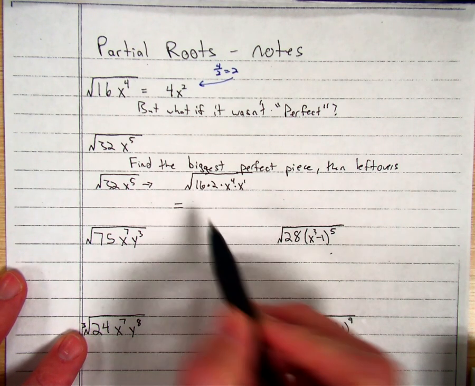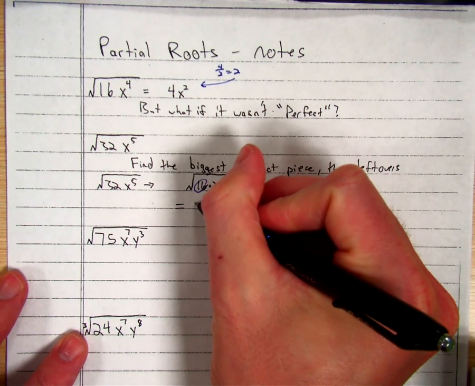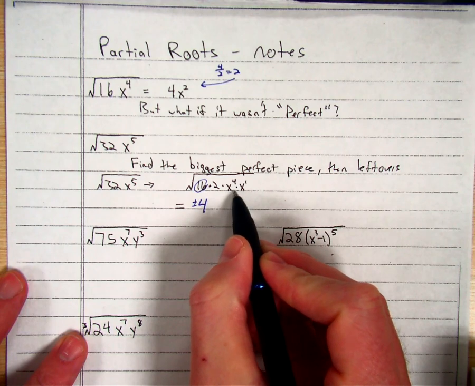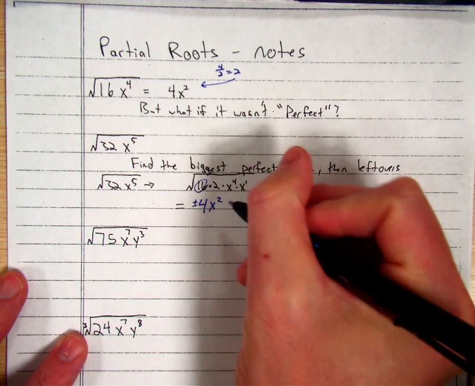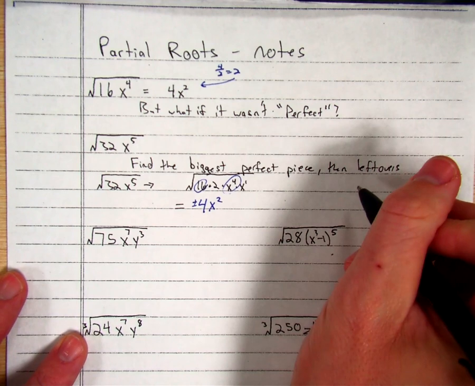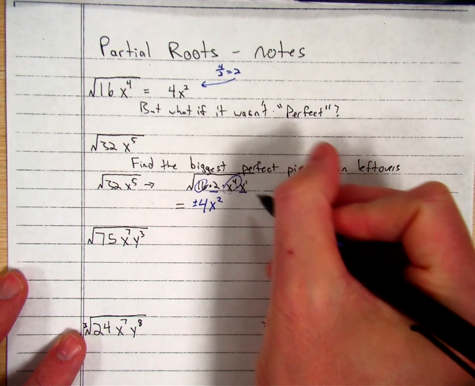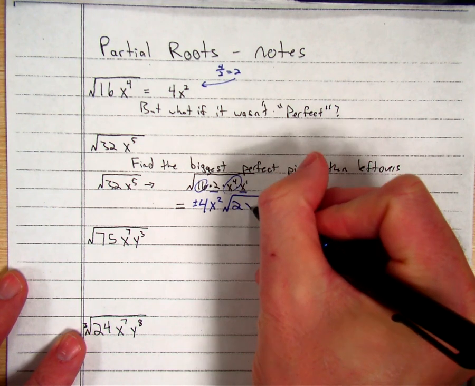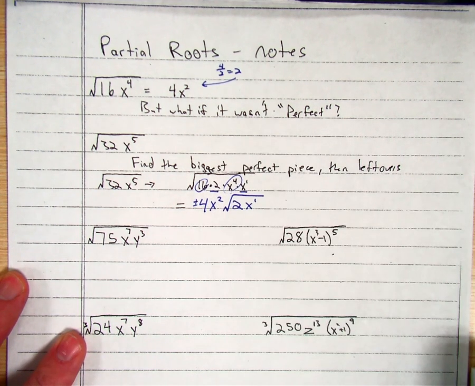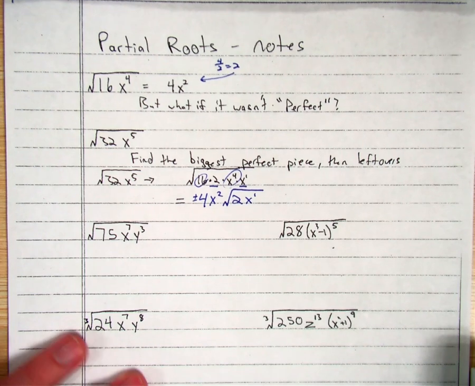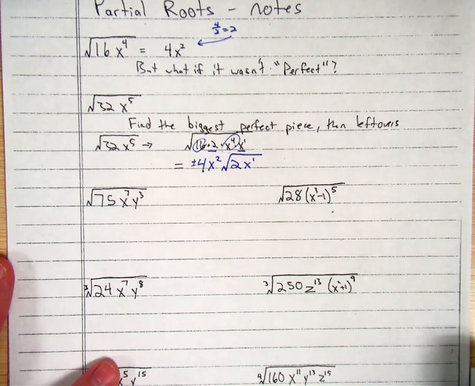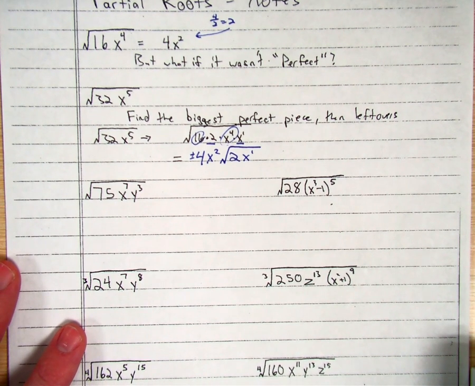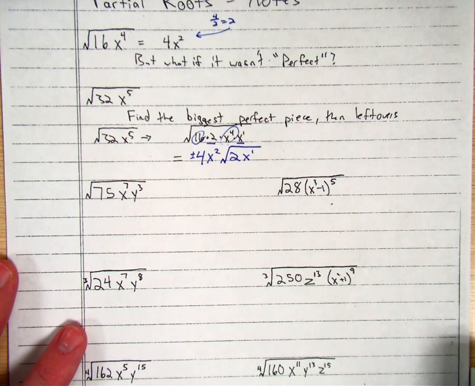So I can do the square root of 16. That's going to be 4. And I can do the square root of x to the fourth, that's x squared. Now I do have some leftovers that would still be under a radical: 2x to the first, or just 2x. So that's what we're doing today, breaking it down, reducing it, simplifying it into pieces that we can do, and then having some leftovers probably still under the radical.